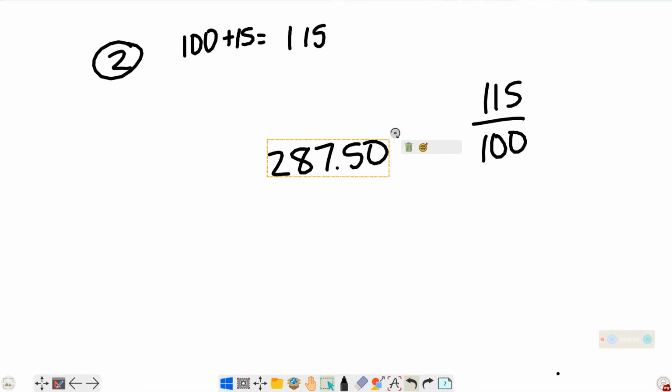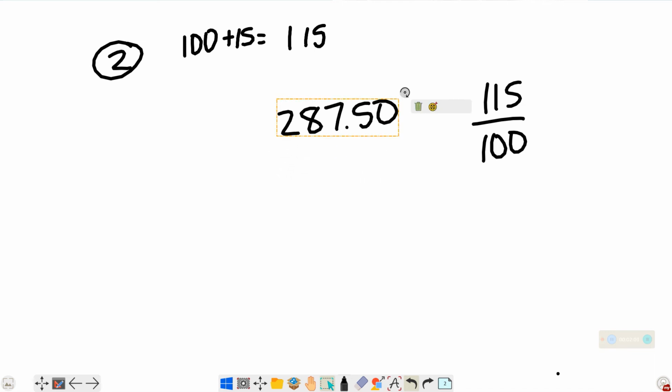And so it says that he paid $287.50 in taxes this year, and this year's taxes were higher. So we want this year to go along with the higher percentage because it's this year with an increase. So now that we know it goes on the top, we're going to put our question mark or our variable down here, cross multiply, and divide.